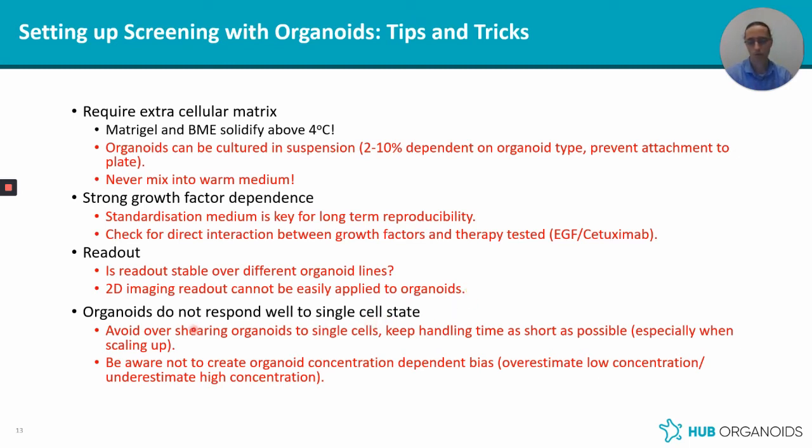So also prevent shearing your organoids to single cells, and keep handling time as short as possible. In the hub, we do not shy away from using multiple technicians to process an organoid line in parallel to shorten the handling time, and be aware not to create a concentration-dependent bias when counting the organoids. That's when you need more organoids, that you are counting the borderline ones and thereby overestimating your concentration and putting fewer organoids in the screen and affecting the quality of your screen.